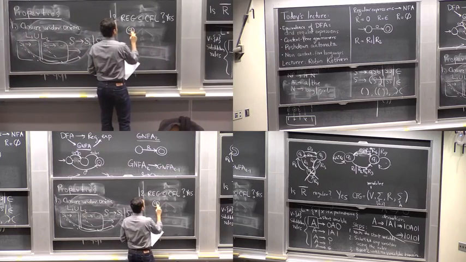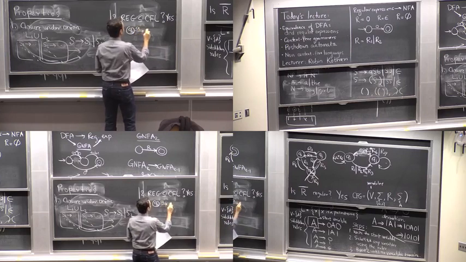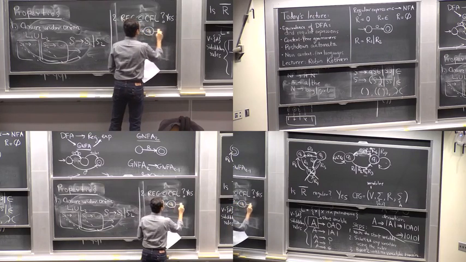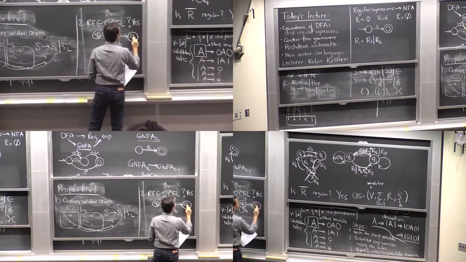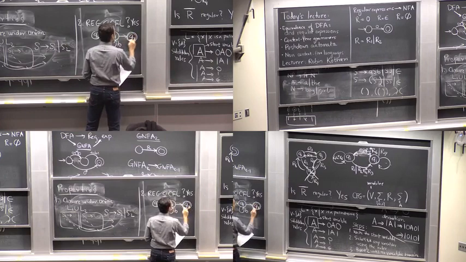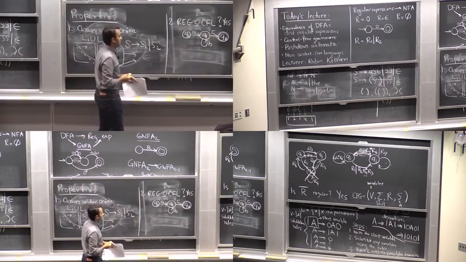Let me give you an example of how you would do that. Say you have a DFA like this. Q0 accepts A and goes to Q1. Maybe it accepts B and stays here. Q2 is the accept state. This is a variable C.